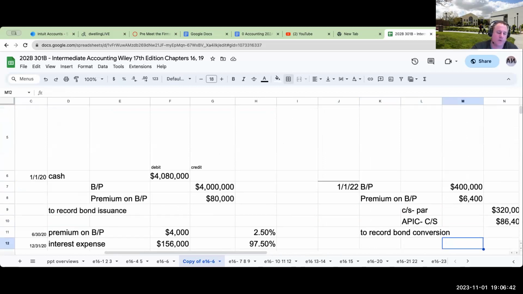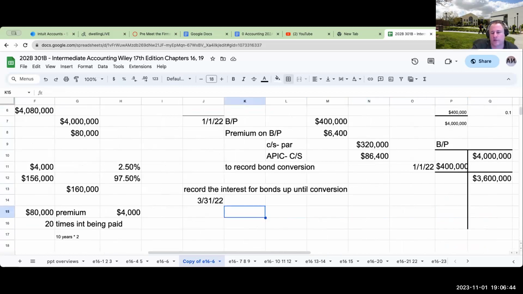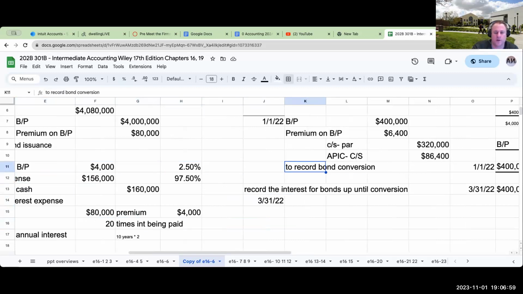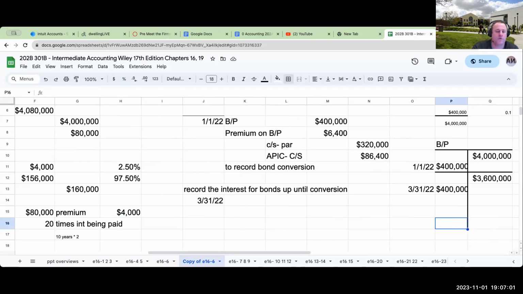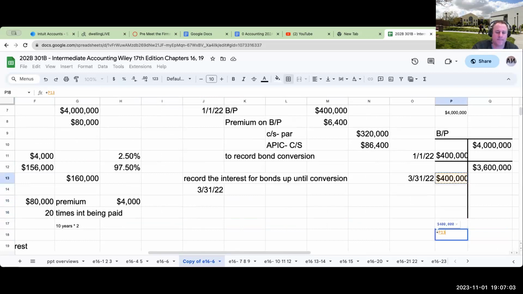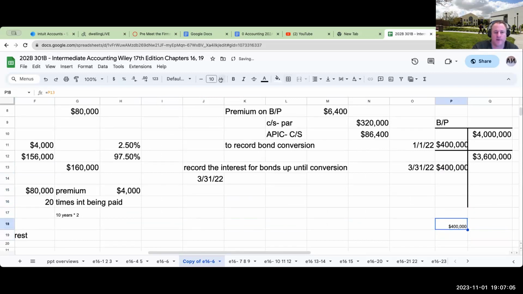So what we're going to go through and do first is accrue this interest on this new bond that's being converted on 3/31/22. We're going to accrue that interest first. The way I want you to think about this, and this is why I did this first: if we're converting 400,000 of bonds, so we've got 400,000 of bonds, the annual interest rate is 8%.